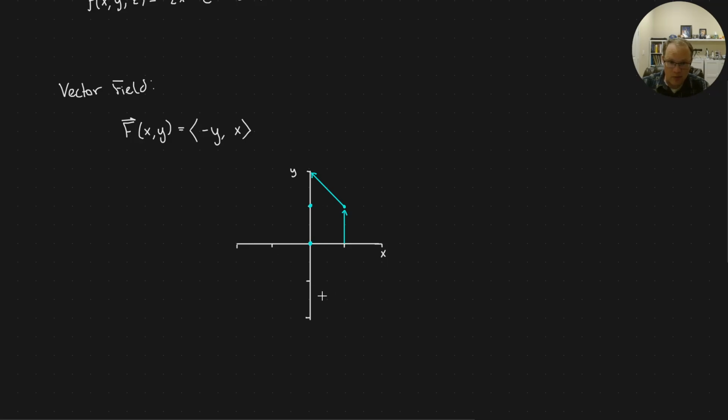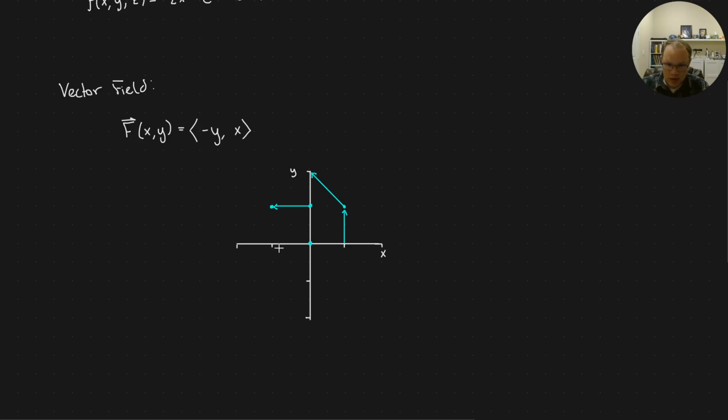If I do it with enough points, I'll get a good idea of what kind of field I have going on here. So let's plug in 0, 1. I would get negative 1, 0. So negative 1 on the x, 0 on the y. Notice for each vector in my vector field, I'm plotting it with the tail of the vector on the point that I'm plugging in. Okay?